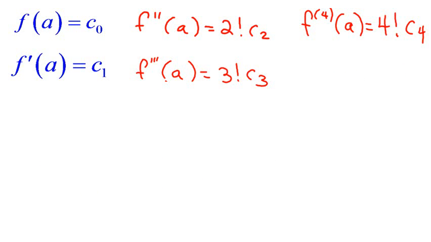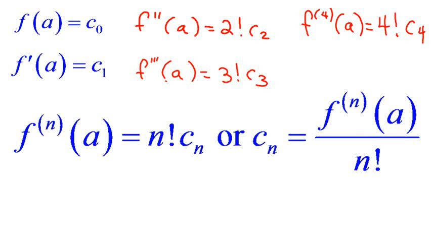Take a look at the pattern between all of these derivatives of the function f at x equals a. They all follow a pattern in which the nth derivative is equal to n factorial times the constant c sub n. Solving this equation for the constant c sub n shows that the constant equals the nth derivative at a divided by n factorial.